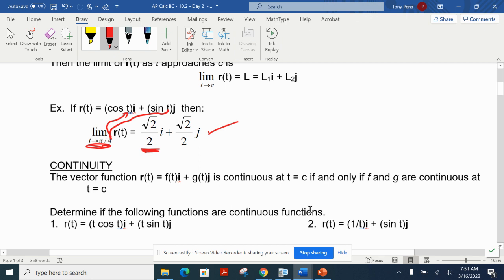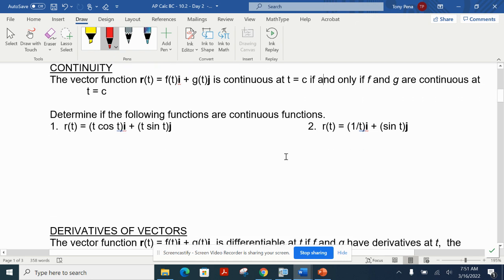All right. The continuity idea, a vector r of t, so this vector here equals f of t as your x position, g of t as your y position, is continuous at any time c if and only if the individual functions, so the x function and that y function, are continuous at that particular time as well. So when this says determine the following functions are continuous functions, what we're really just looking at is if I evaluate the x of t equation, this is really x of t right here, would there be any issues with our continuity? Hopefully we can look at that and say that the domain for t times cosine of t has no restrictions at all. So we're continuous everywhere there.